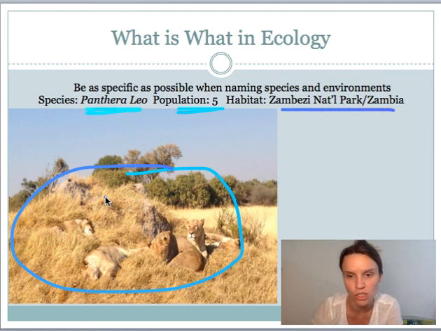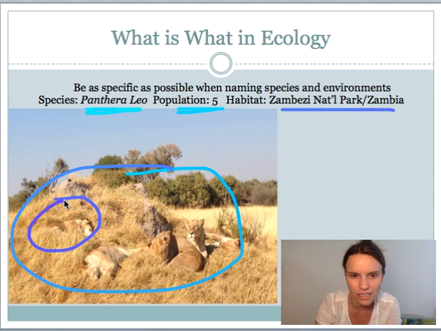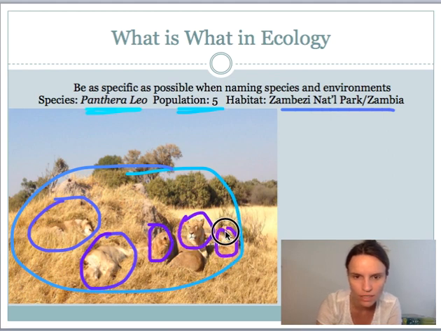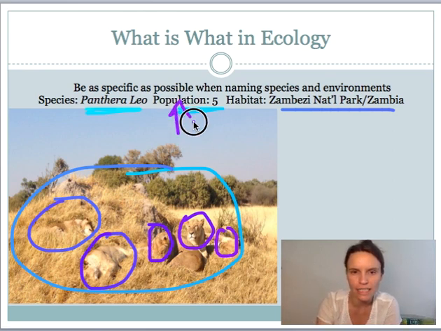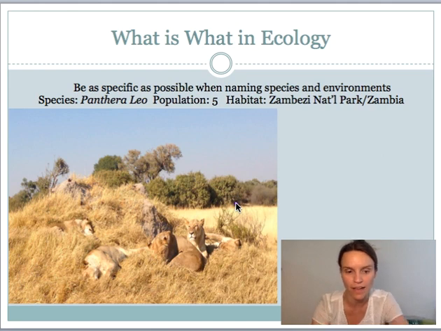I actually took this picture on a safari about 2 years ago. And I know it's hard to see all of the lions. So there's 1, 2, 3, 4. And the last one is sort of asleep over here, 5. We call this the population size because these are the members of this species that are living in that specific place at that specific time. And that's how we define a population.